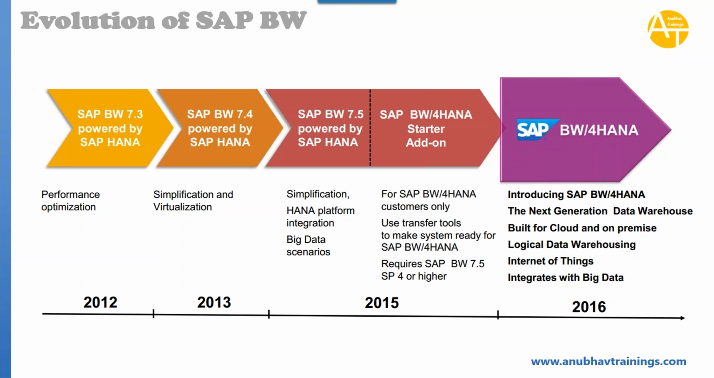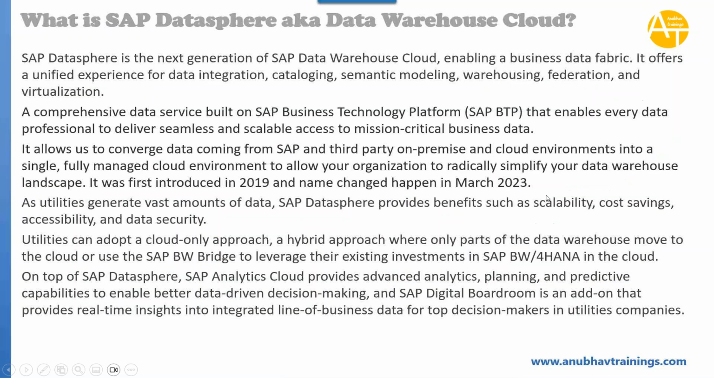Option one, you can go with a BW for HANA on-premise implementation where you need to set up hardware, infrastructure, everything. Option two, you need to choose SAP DataSphere. So these are the two options SAP will offer you to choose from.